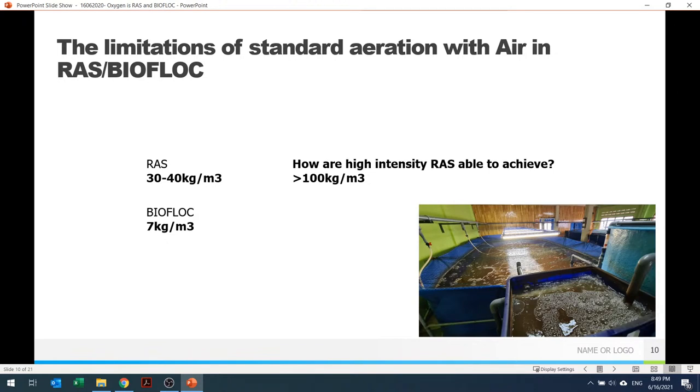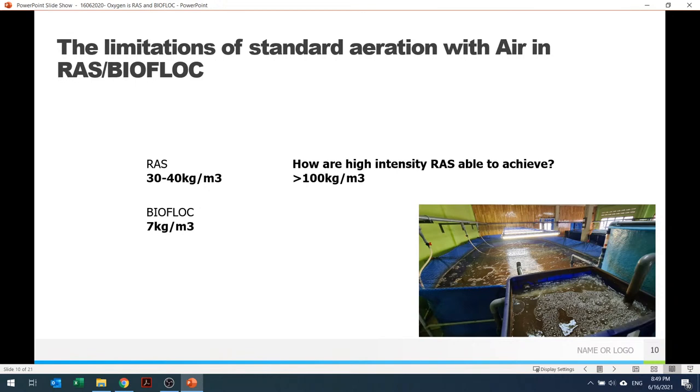So if you're planning to run a very high intensity RAS system, you definitely have to look at aeration beyond the standard methods of just using air compressors. For those in the Biofloc system, if you're running just with aeration, you should be looking at about 5 to 6 kilograms per cubic meter. If you can do about 7, I think you're stretching it already.